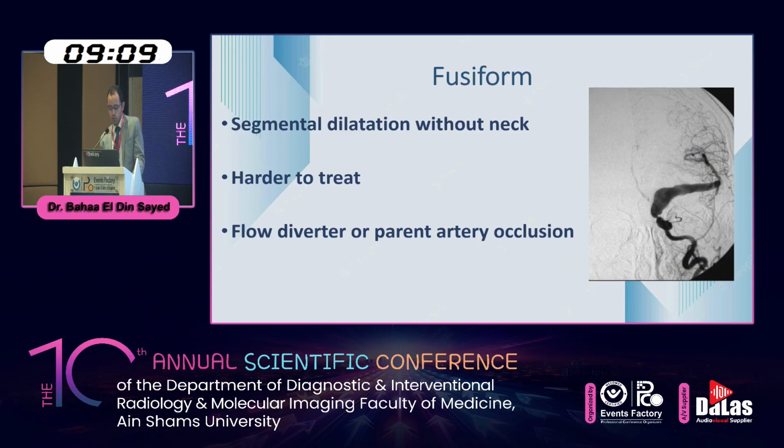The second most common shape is the fusiform aneurysm, in which there is abnormal segmental ectasia and irregular dilatation of the artery. It can be treated by either destructive intervention through parent artery occlusion or constructive intervention using flow diverter or stent-assisted coiling.